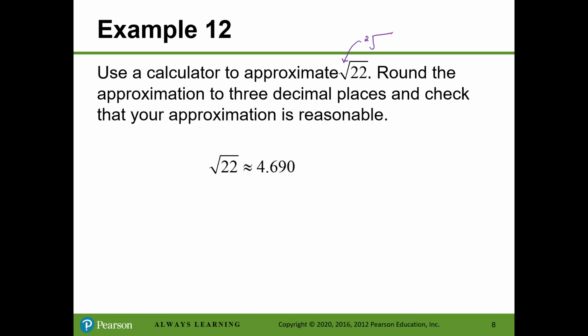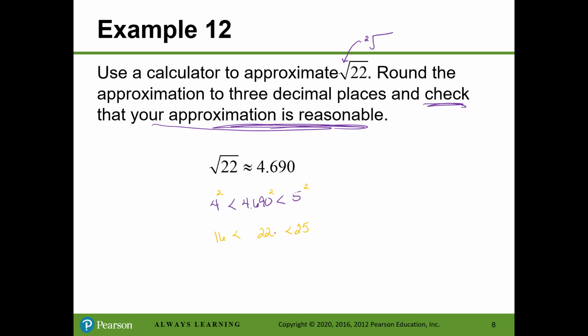Now, they said to check and make sure your approximation is reasonable. Okay, help me out. 4.690 is between which 2 whole numbers? If you said 4 and 5, you're right. Okay. If I take the 4 and square it, what do I get? Yes, 16. If I take the 5 and square it, what do I get? Yes, 25. If you take this 4.690 and square it, what do you get? Yeah, you get about 22.